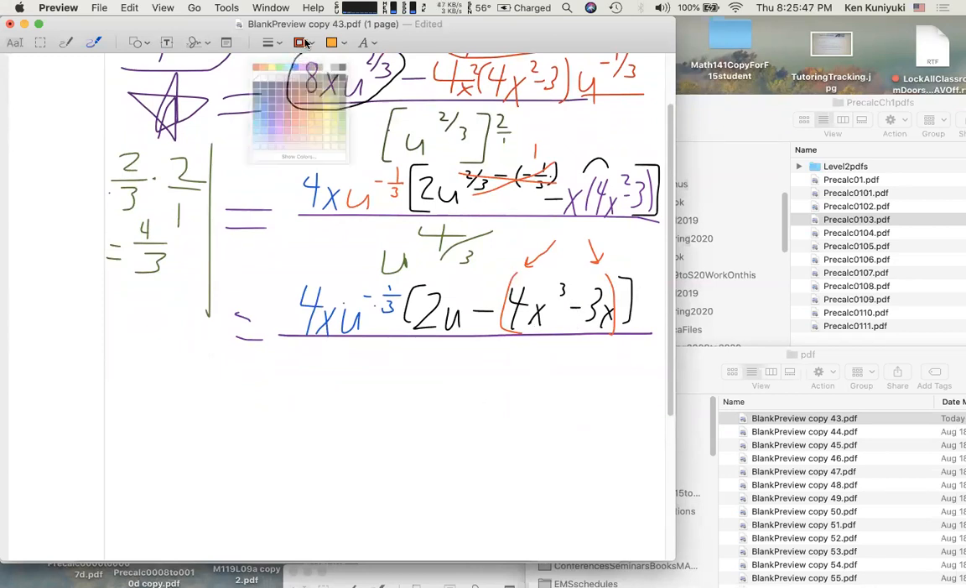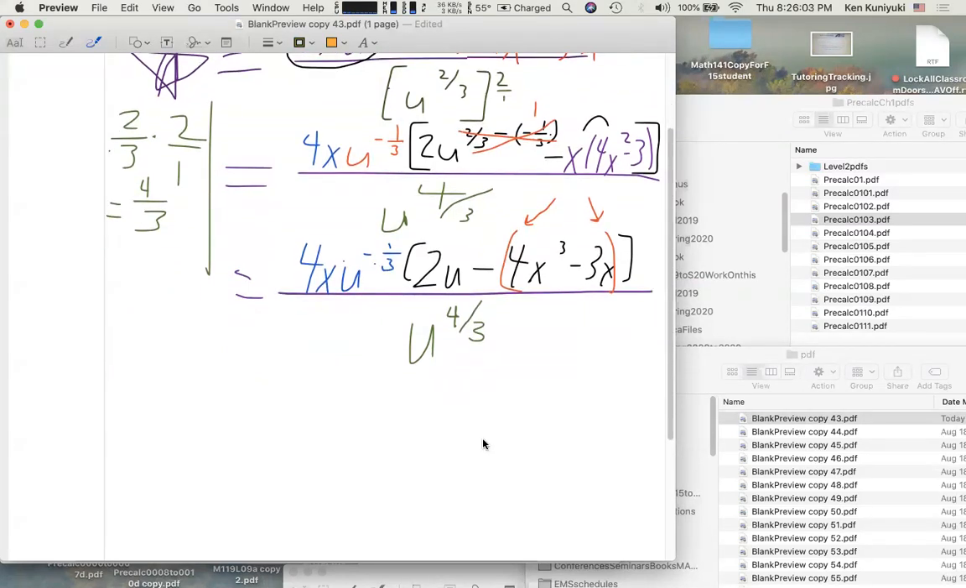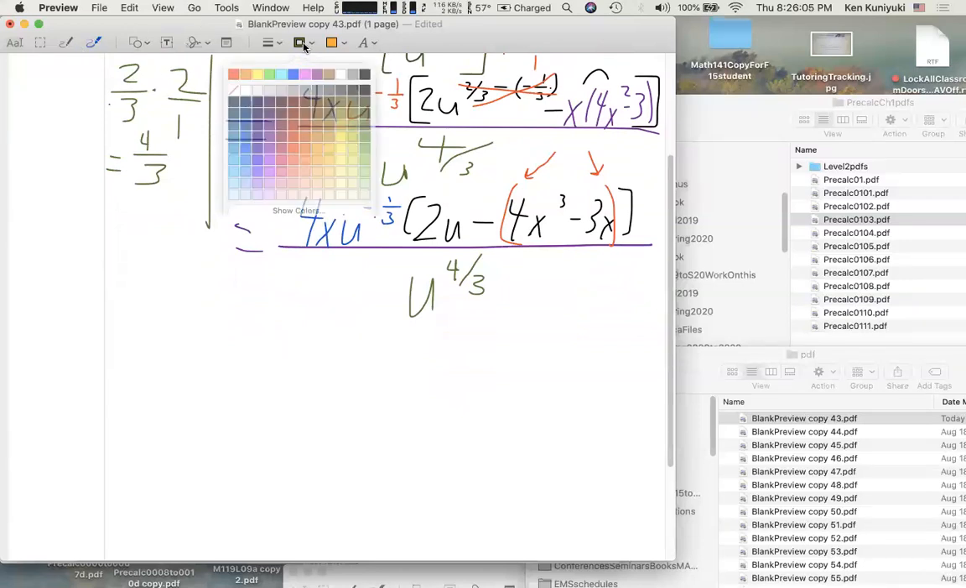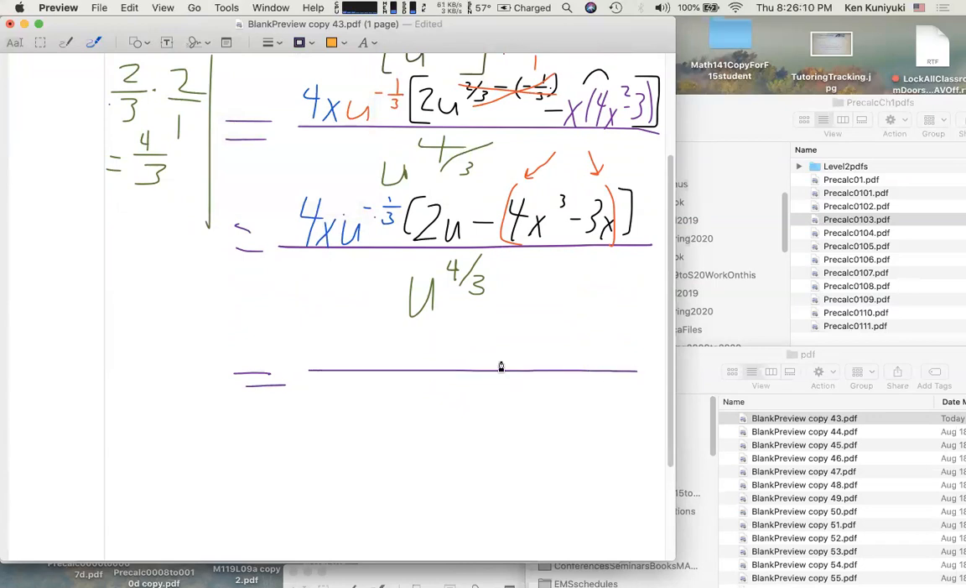Over u to the 4/3. Okay, again, not rhetorically. Did I make any mistakes? Okay, are we good? All right. Equals. We're pretty close, actually. All right. Okay, here's what I'm going to do next. In fact, I might not want to do this just yet. This is really a big part of the problem.